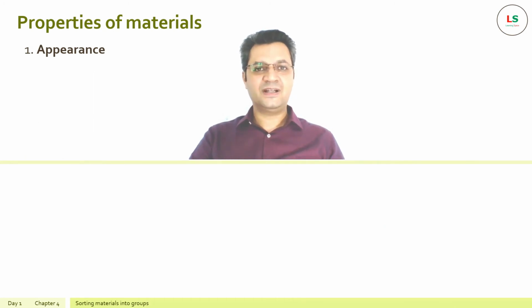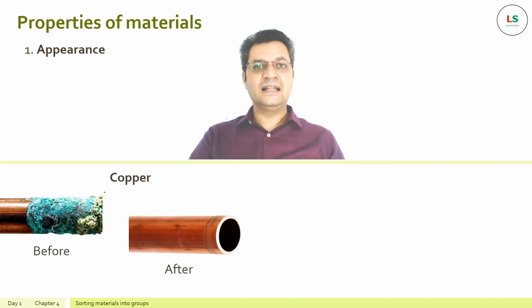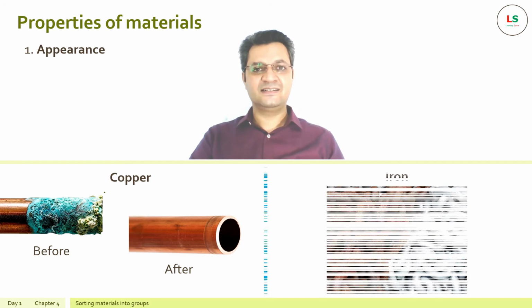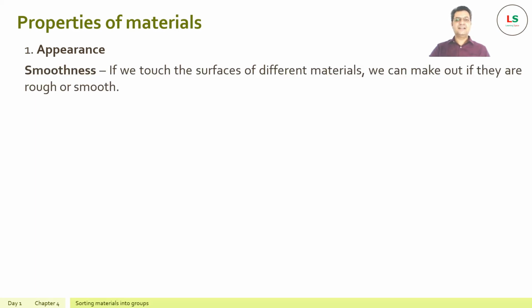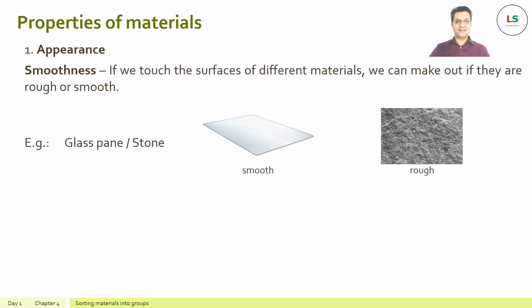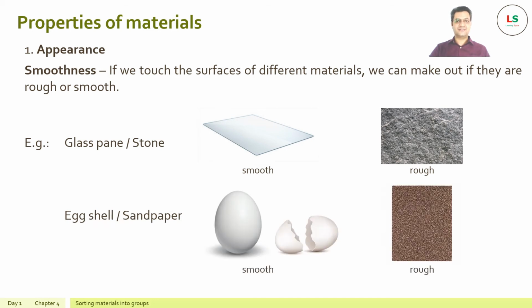Also, metals like copper and iron lose luster on exposure to air and moisture. If a sandpaper is used to remove the top layer, the shiny surface can be seen again. Out of the two characteristics for appearance, we discussed luster. Now let's discuss smoothness. If we touch the surfaces of different materials, we can make out if they are rough or smooth. Example, glass pane is smooth whereas stone is rough. Eggshell is smooth whereas sandpaper is rough.